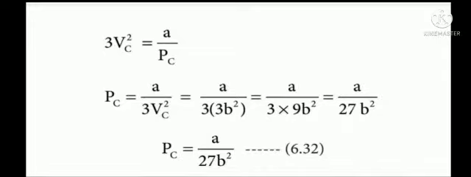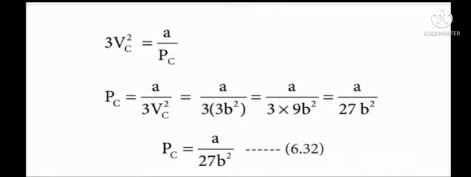Now, substitute the Vc value in equation 6.29. Here we have equation 6.29: 3Vc² = a/Pc. After rearranging, we will get Pc = a/3Vc².